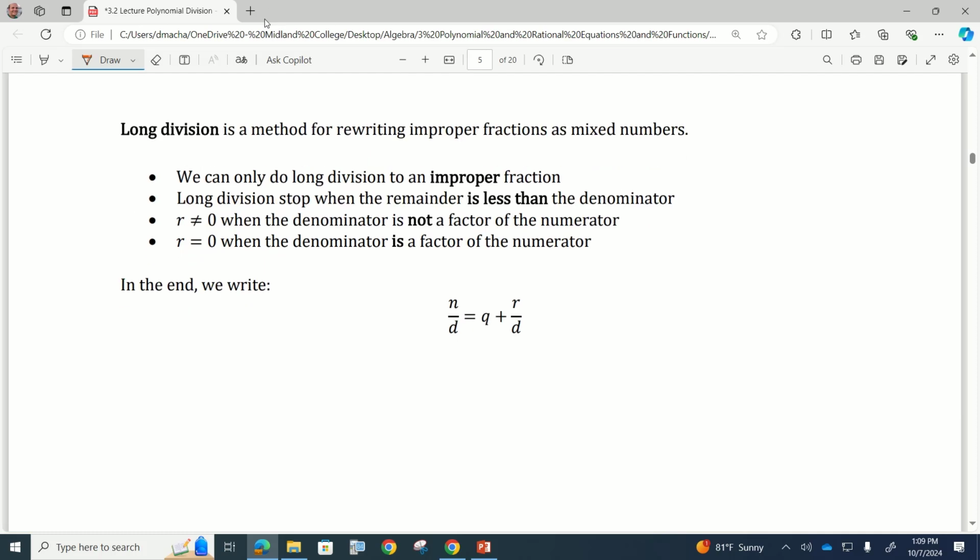So to recap, we can only do long division to an improper fraction, because if you have a proper fraction, there's no reason to do long division. Long division stops when the remainder is less than the denominator. That's how we'll end up with a proper fraction at the end. When the remainder is not 0, the denominator is not a factor of the numerator. And when the remainder is 0, the denominator is a factor of the numerator. And in the end, we write n over d equals q plus r over d.